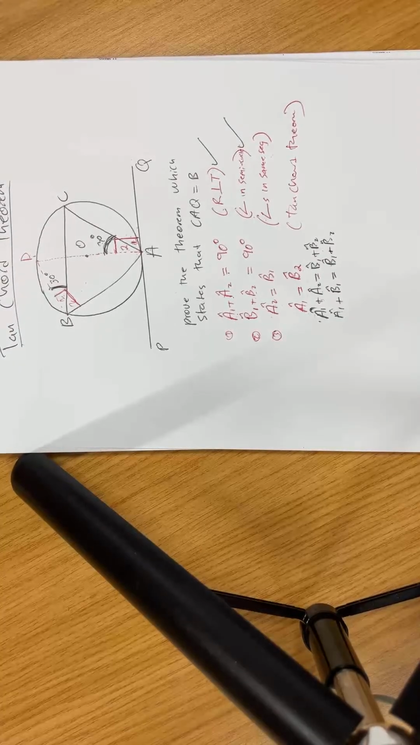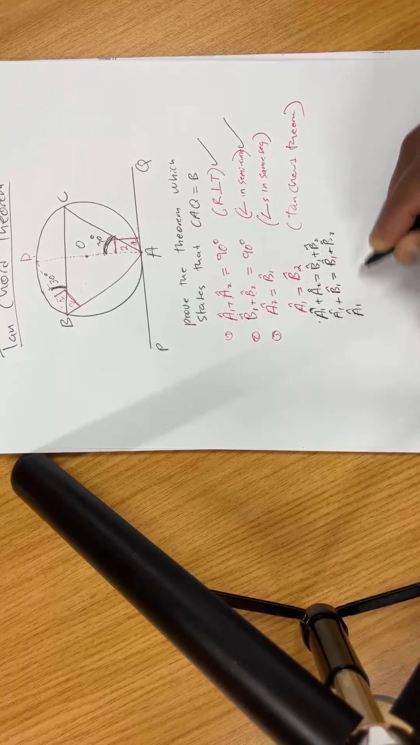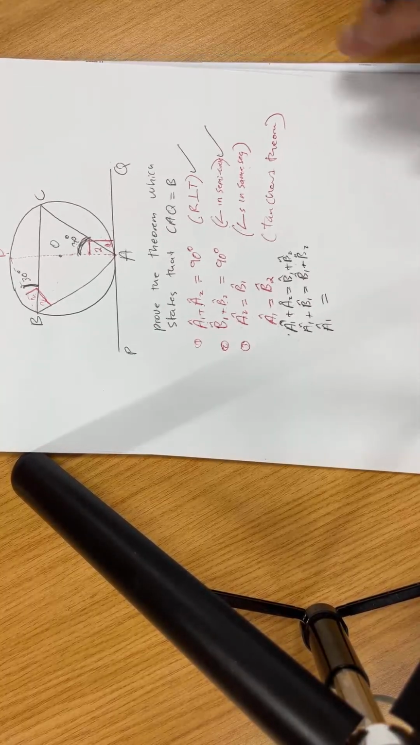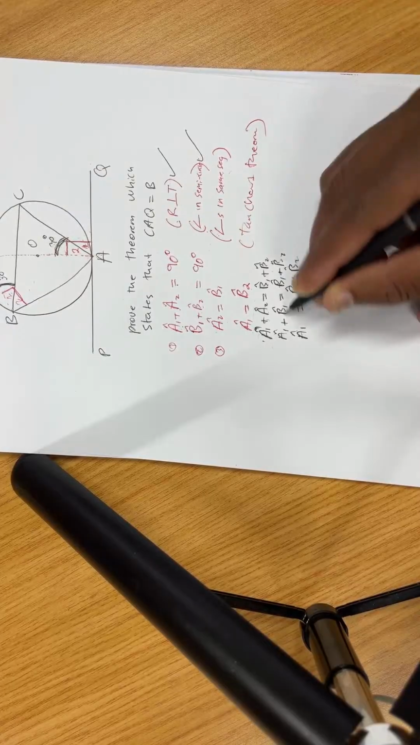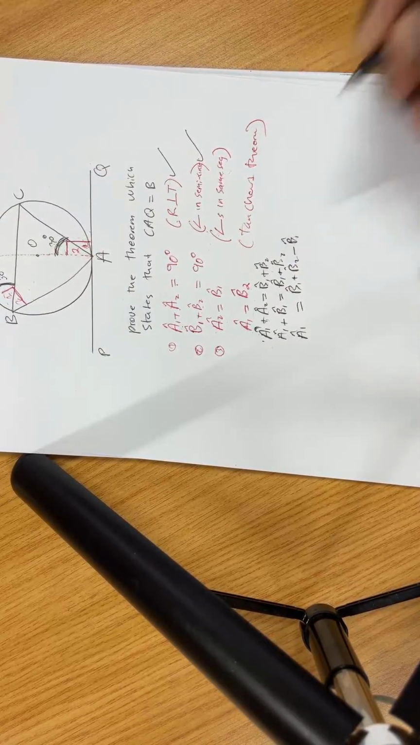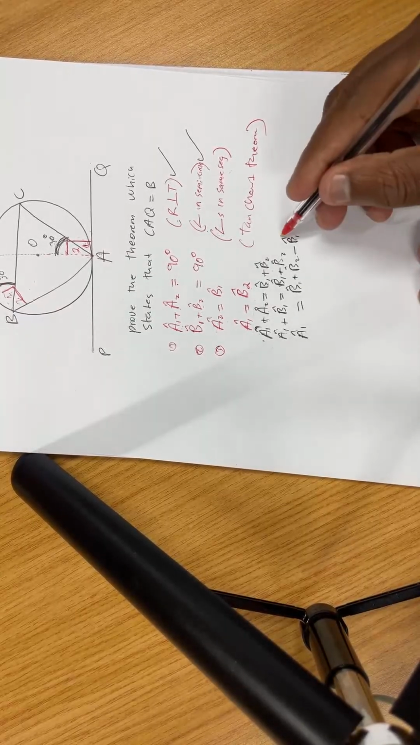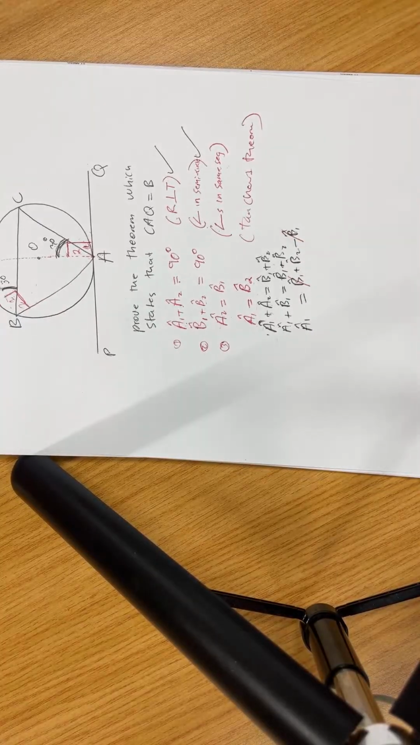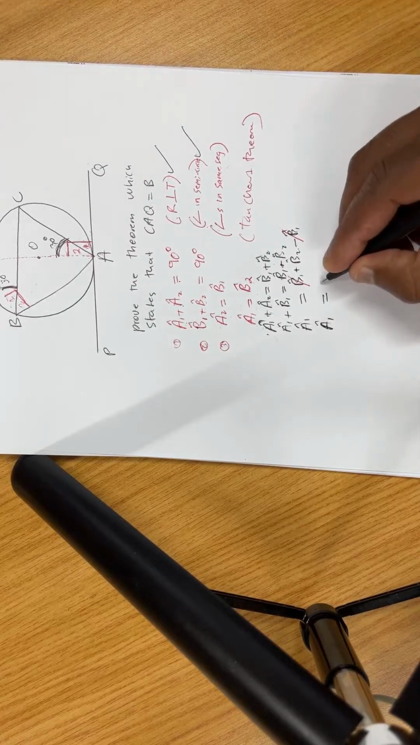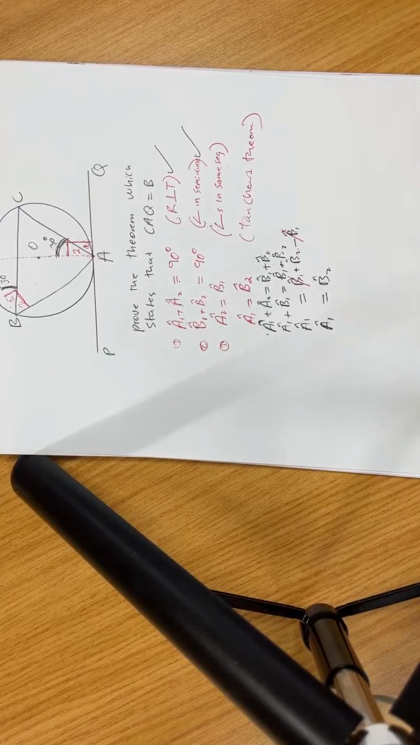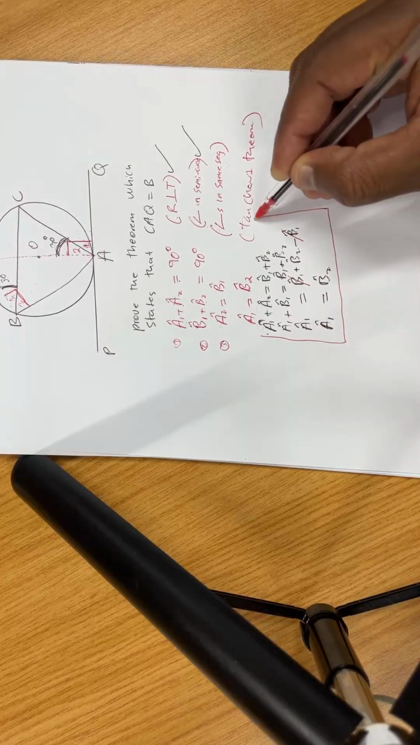Therefore, now we can group the like terms. A1 is equal to B1 plus B2 minus B1. Cancel these two B1 like terms, and then A1 remains. So A1 is equal to B2. This part is very important; it can come during the exam.